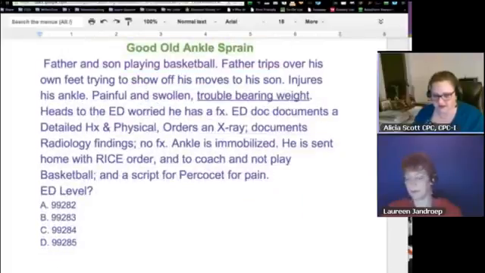Let's see. A detailed history and physical, orders an x-ray, documents radiological findings, no fracture. Ankle is immobilized. He's sent home with a RICE order and told to coach and not play basketball. And he's given a script for Percocet for pain. So you're looking at this and he's saying, so what ED level are you going to pick?